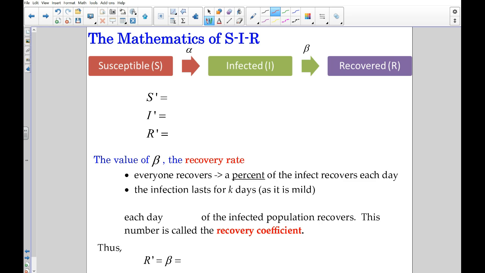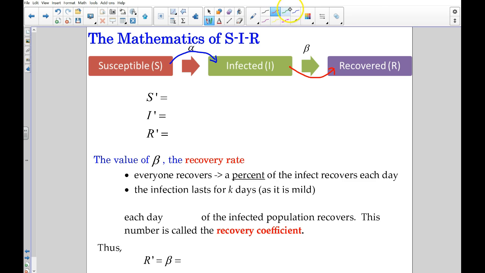Okay, so in terms of movements or dynamics that are going on within this system, the change from susceptible to the infected compartment we can denote as alpha. And then the rate at which people are moving from the infected to the recovered, we can denote with beta. Okay, just two letters.